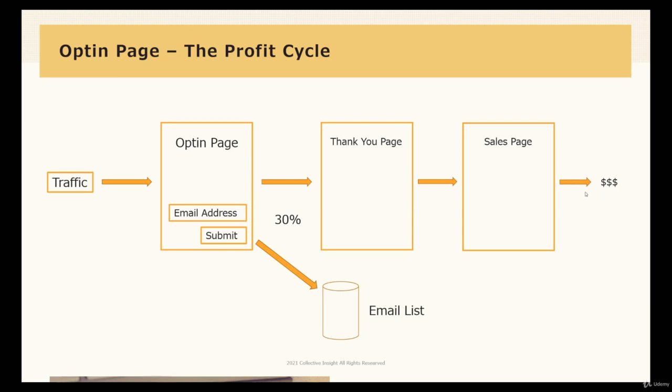And a rule of thumb, this 30% is the opt-in rate we are trying to target. So if you are achieving less than that, then we need to do a little bit more work on our opt-in page to increase the opt-in rate, obviously. So that's the big picture, or what I call a profit cycle.